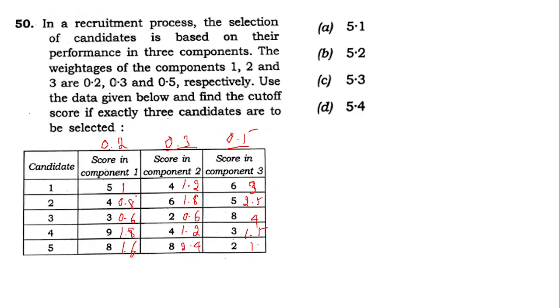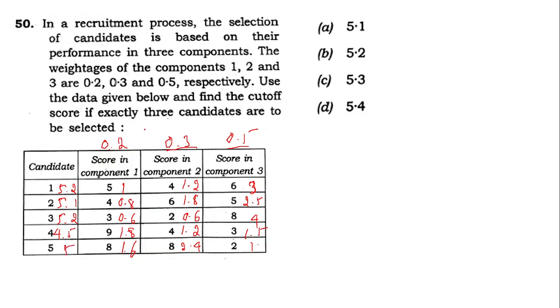Okay. So this is candidate 1: 1, 1.2 and 3. So this becomes 3 plus 2 is 5, 5.2. Candidate 1 gets 5.2. 2.5 plus 1.5 is 4, plus 0.8 is 5.1. 4 plus 0.6 plus 0.6 is 5.2. 1.8 plus 1.2 plus 1.5 is 4.5. 1.6 plus 2.4 gives 4, plus 1 is 5.